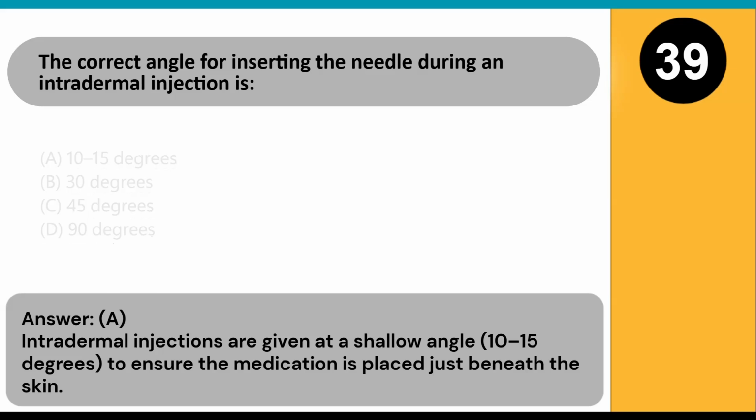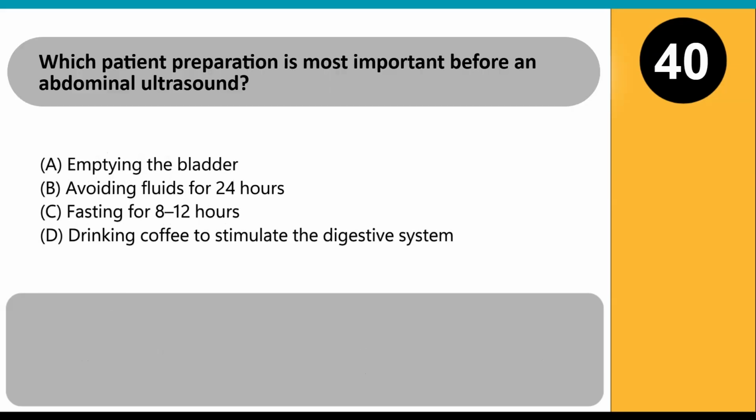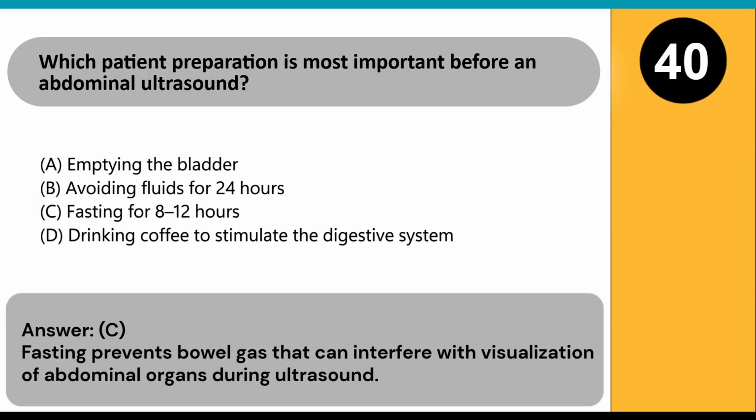the skin. Which patient preparation is most important before an abdominal ultrasound? A. Emptying the bladder. B. Avoiding fluids for 24 hours. C. Fasting for 8 to 12 hours. D. Drinking coffee to stimulate the digestive system. Answer: C. Fasting prevents bowel gas that can interfere with visualization of abdominal organs during ultrasound.